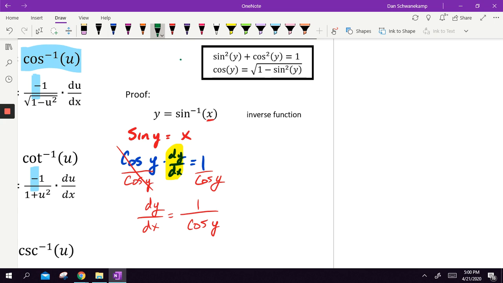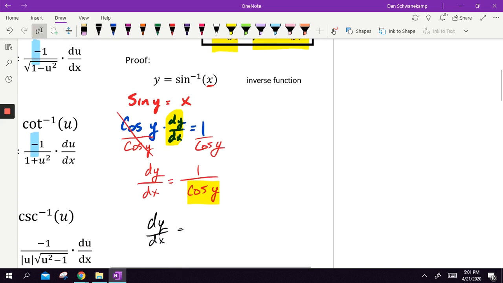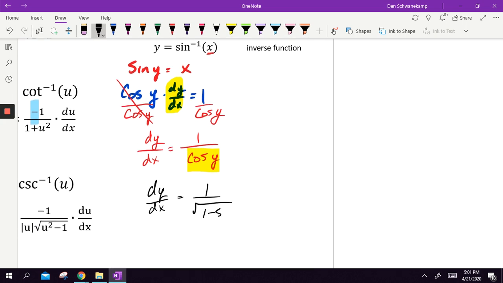Well, think back to our Pythagorean identities. We know that sine squared plus cosine squared is equal to 1. So sine squared y plus cosine squared y is equal to 1. So if I got cosine by itself, I could subtract sine squared and take the square root. Okay, so this is a true statement. If I have cosine y like I do right here, I could replace that with this. So dy over dx is equal to 1 over the square root of 1 minus sine squared y.